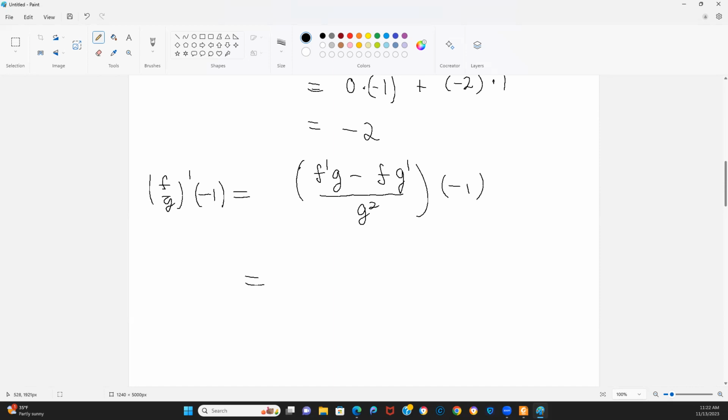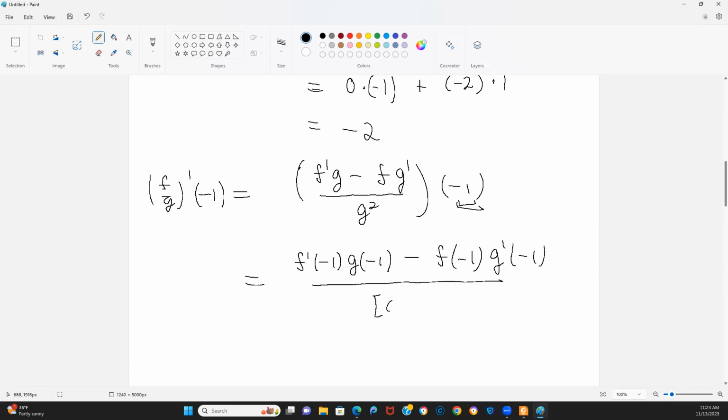But you can go through similar steps. If you evaluate a quotient function at a point, you just evaluate the numerator and denominator at the point. And then we have this difference and then products. So you can just evaluate everything and then take a quotient. So this will be the same as f prime of -1 times g of -1 minus f of -1 times g prime of -1, over g of -1 all squared.